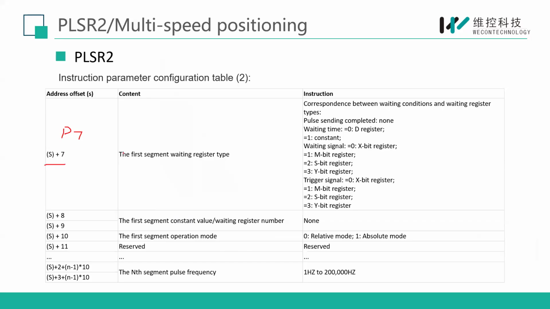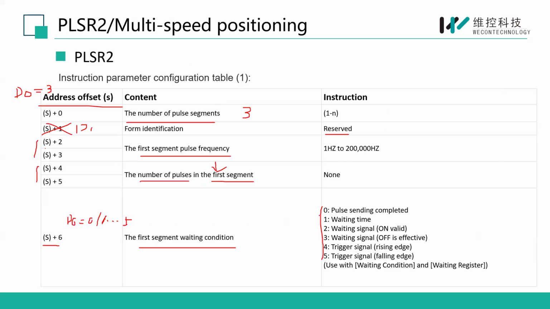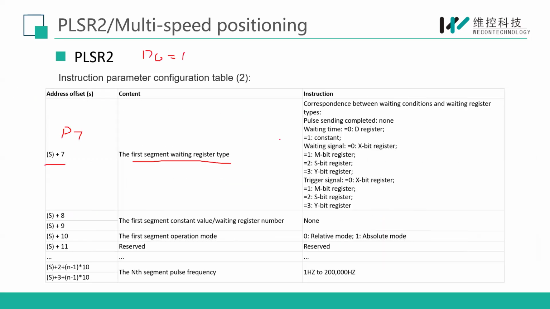D7 means the first segment waiting resistor type. If I choose D7 to 1, okay, let's see. If I choose this one, waiting time, I choose the D7 to 1 waiting time. So I need to choose this. Check here. Waiting time, we need to choose whether it is the D resistor or the constant.